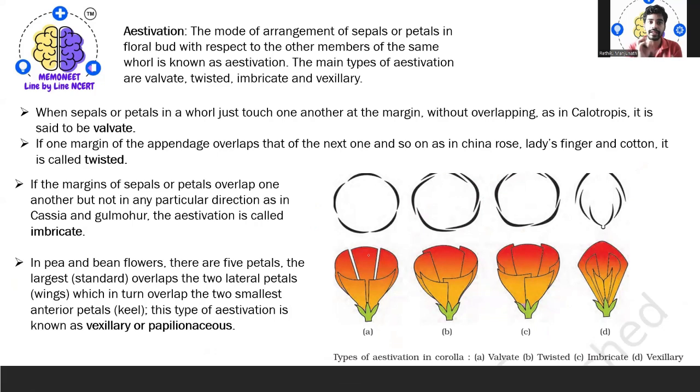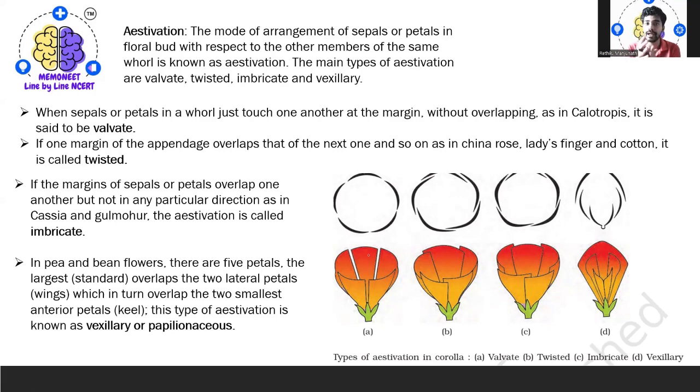So the next topic is all about aestivation. What is aestivation? The mode of arrangement of the sepals or petals in the floral bud, with respect to the other members of the same whorl, is known as aestivation. So that means the sepals and petals represent the overall floral bud, arranged with respect to the other members of the same whorl.